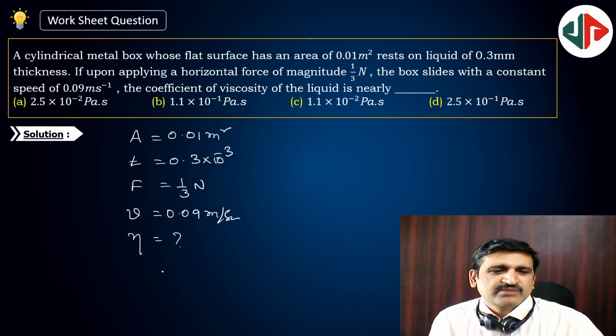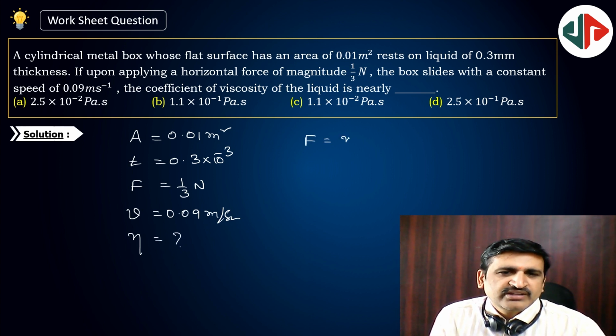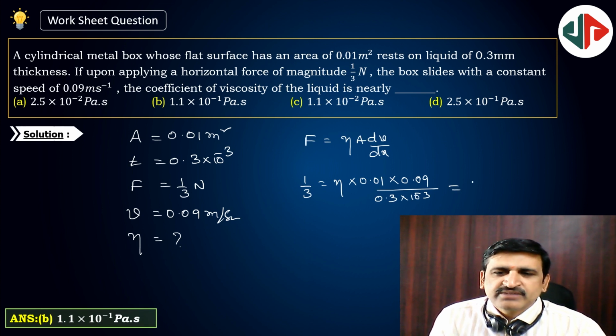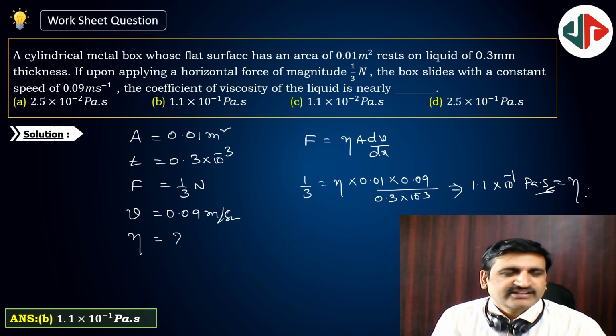Viscous dragging force formula. So F is equal to eta A dV by dx. So F is equal to 1 by 3, eta you have to find, A is equal to 0.01, V is equal to 0.09 by thickness, which is 0.3 into 10 to the power of minus 3. So you need to do it carefully, and I don't want to waste my time. It is 1.1 into 10 to the power of minus 1 Pascal second. Implies eta is equal to that. Okay, next. You can do it, no? It's not a big task. I gave you the formula.